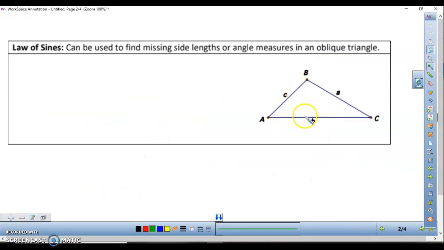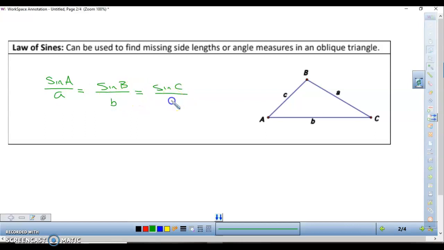So that works for all three pairs of angles. So the sine of A over A has to equal the sine of B over B has to equal the sine of C over C. That works for every single angle and the side across from it. If you set up those fractions, you can cross multiply and solve. So we're going to do that with some examples.